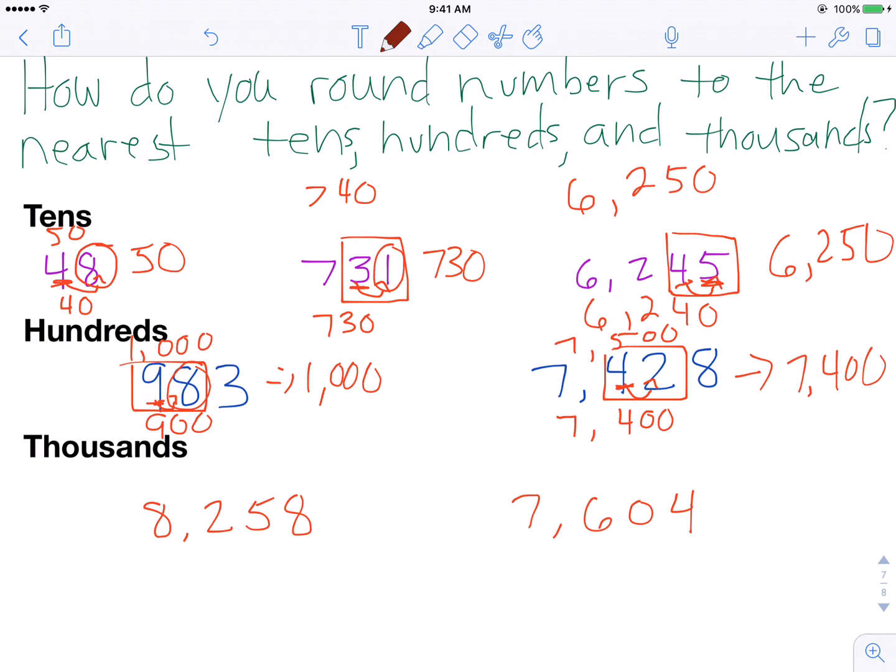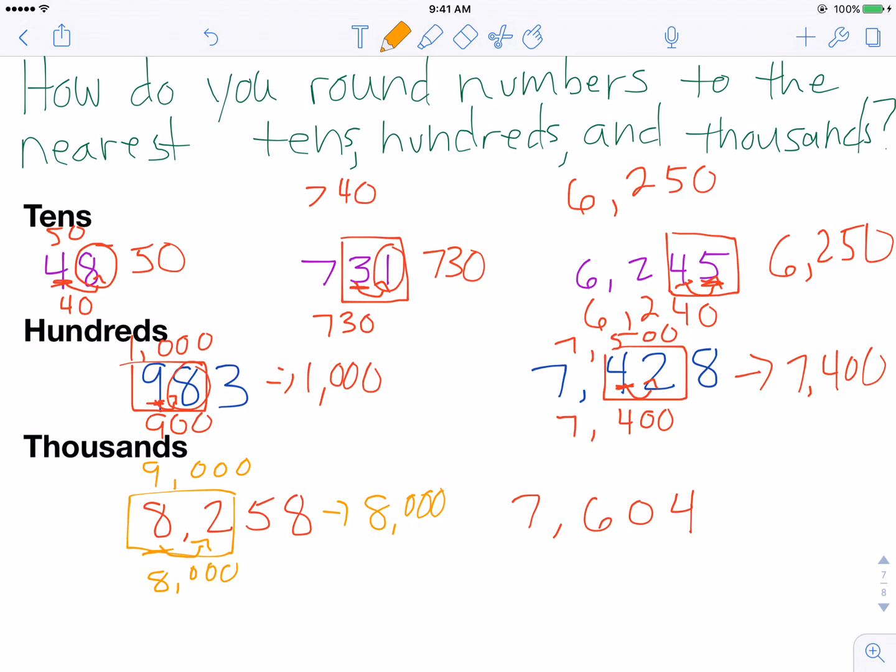Down here, when I'm rounding to the nearest thousands place, same skill. Here's my thousands place. So 8,258. Well, I know that's between 8,000 and 9,000, which would be the higher one. So I'm going to use my next number over, the 2, to decide, do I round up to 9,000 or do I go down to 8,000? Well, 2 is below 4, so that falls under 4 to the floor. So 8,258 rounds to 8,000.